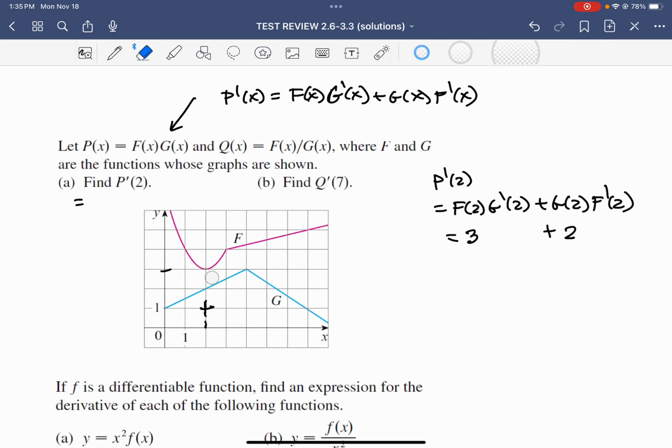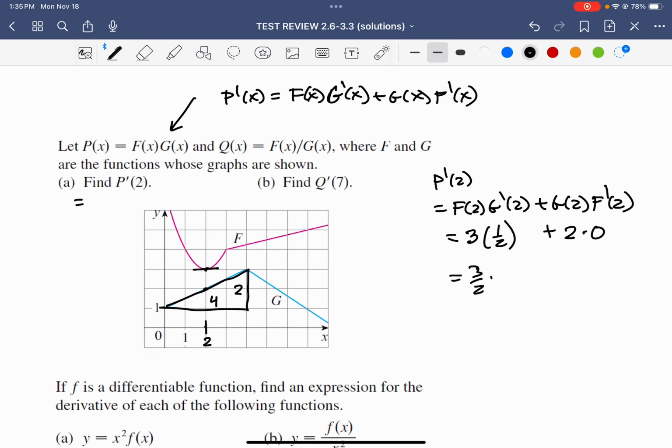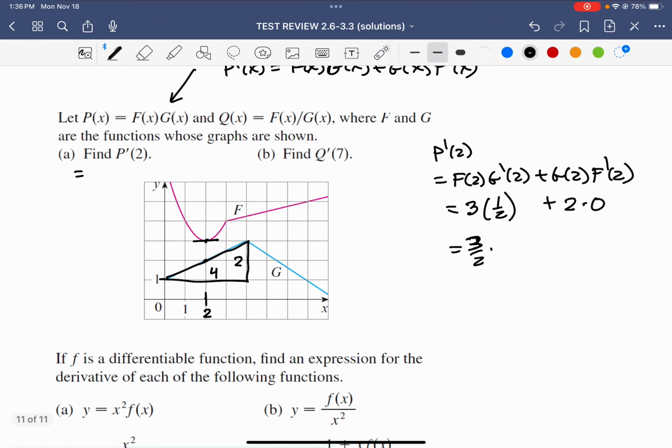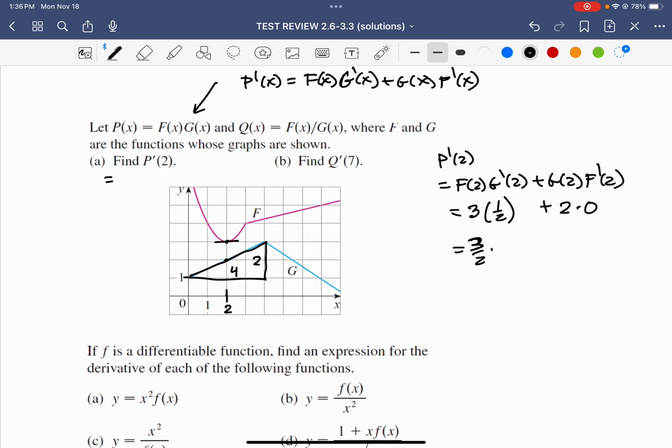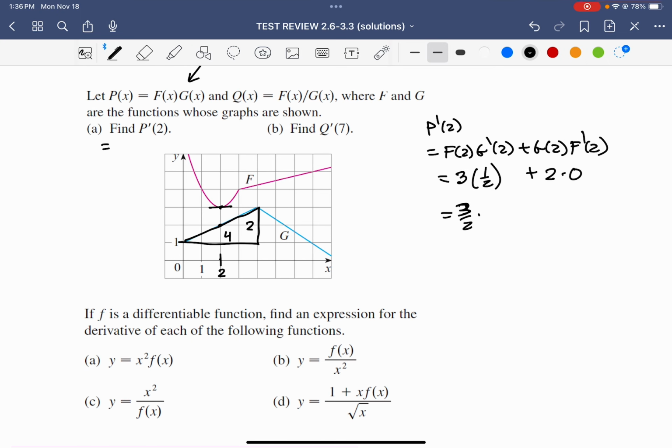But now I need to approximate the slope of the tangent line. At 2, it looks like f has a derivative of 0. And at 2, it looks like g has a derivative of 2 over 4, or 1/2. So I think you just get 3/2 for that derivative. Q of 7 I think is going to be very similar, so I'll leave that up to you.